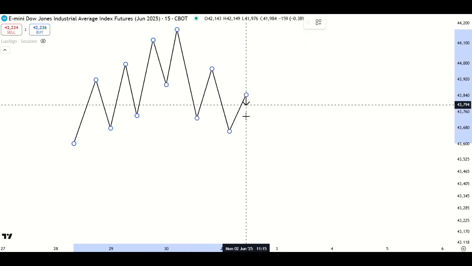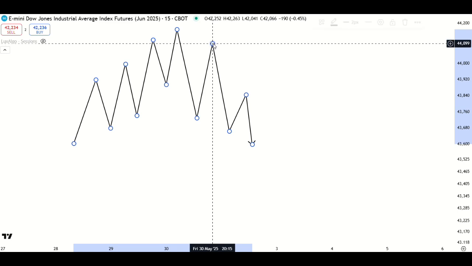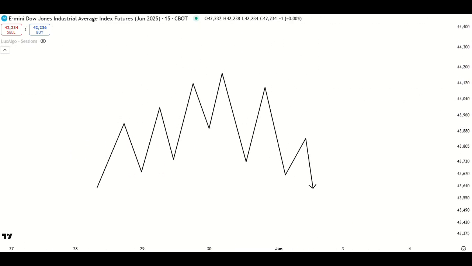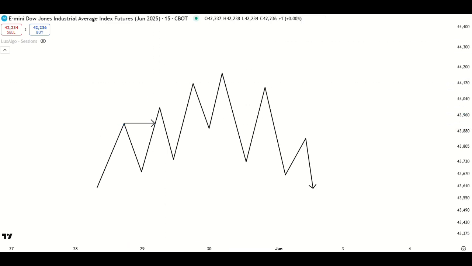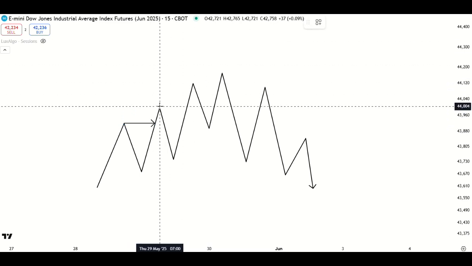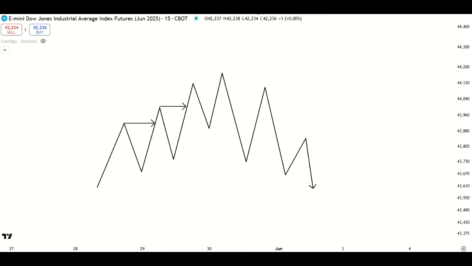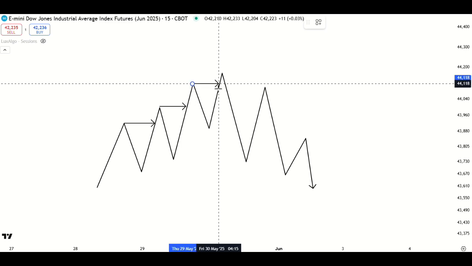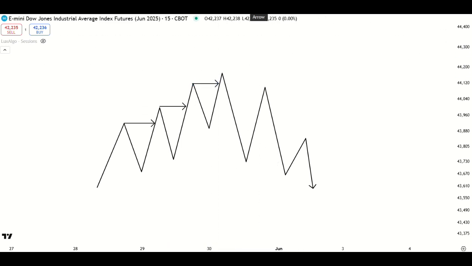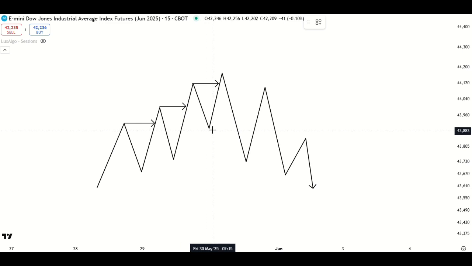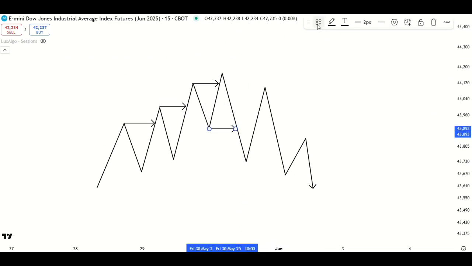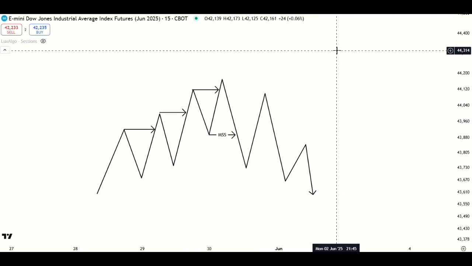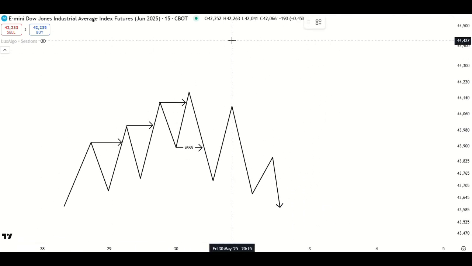Now, what do we do when that happens? I'll let you guys know. So again, over here, this is our upwards direction, our bullish momentum: break of structure, break of structure, break of structure. Now, the market breaks our lower high and becomes bearish. The price action becomes bearish. Now, what do we call that? We call that a market structure shift.